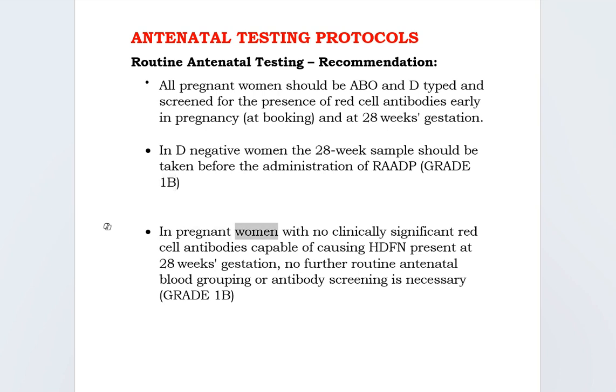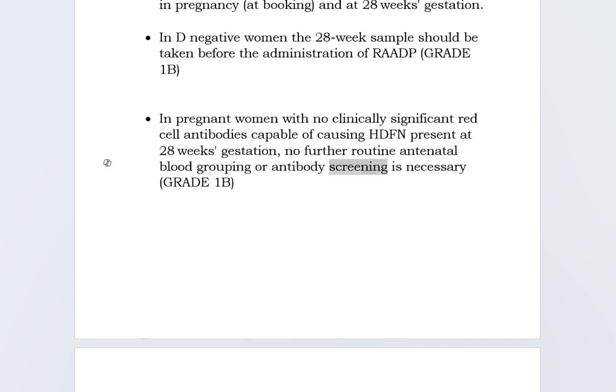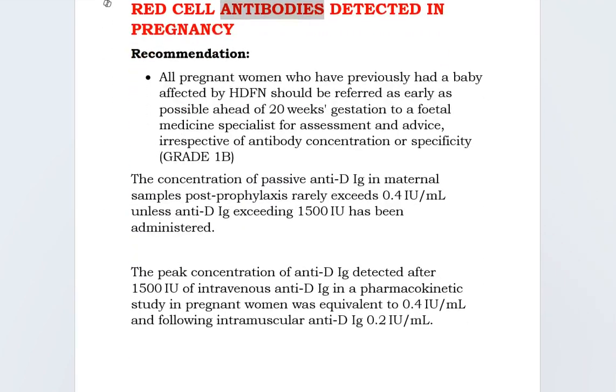In pregnant women with no clinically significant red cell antibodies capable of causing HDFN present at 28 weeks gestation, no further routine antenatal blood grouping or antibody screening is necessary, Grade 1B. Red cell antibodies detected in pregnancy.